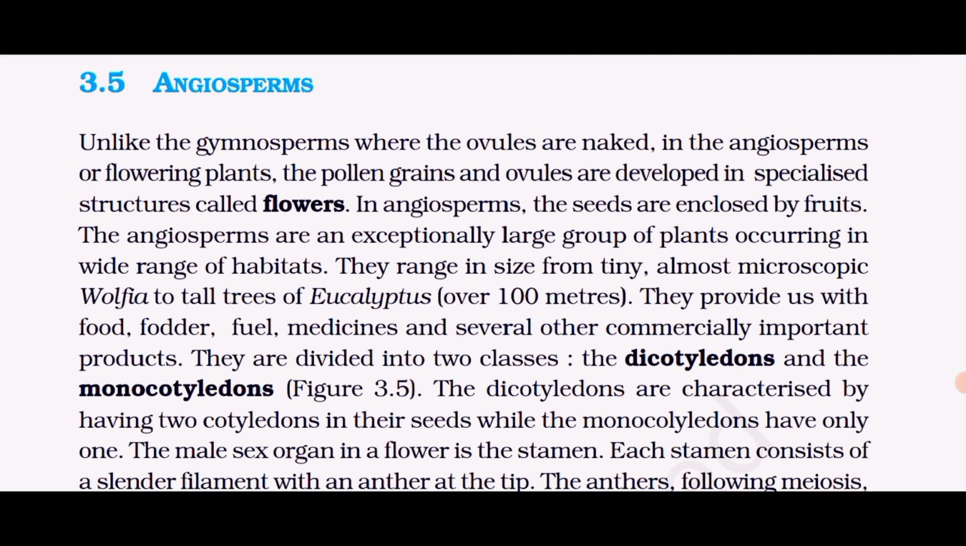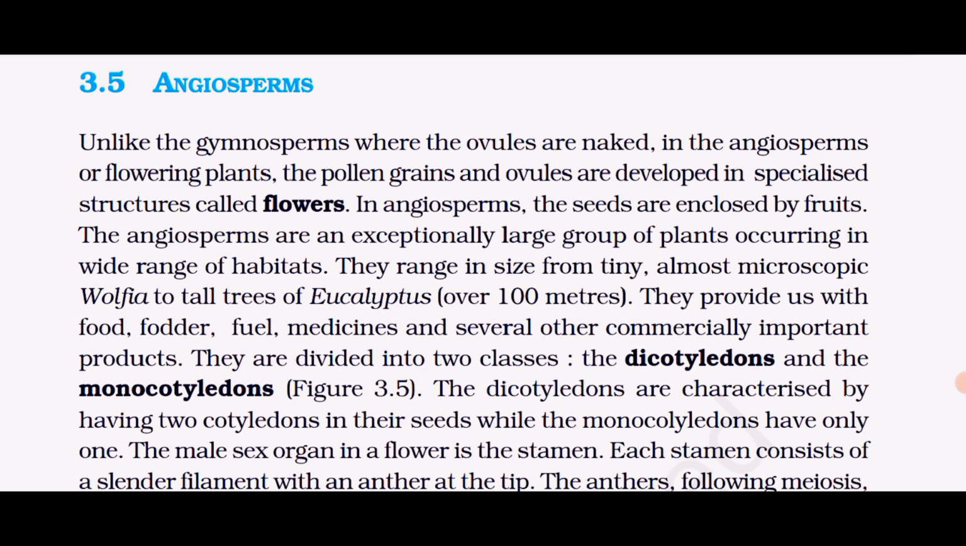They range in size from tiny, almost microscopic Wolffia to tall trees of Eucalyptus over 100 meters. They provide us with food, fodder, fuel, medicines, and several other commercially important products. They are divided into two classes, the dicotyledons and the monocotyledons. The dicotyledons are characterized by having two cotyledons in their seeds, while the monocotyledons have only one.